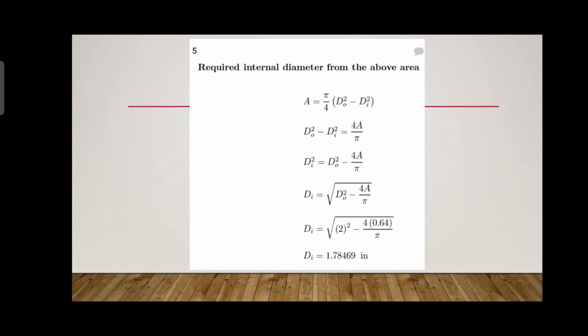So step 5, required internal diameter from the above area. A equals pi over 4 times DO squared minus DI squared. DO squared minus DI squared equals 4A over pi. DI squared equals DO squared minus 4A over pi. And DI equals square root of DO squared minus 4A over pi.